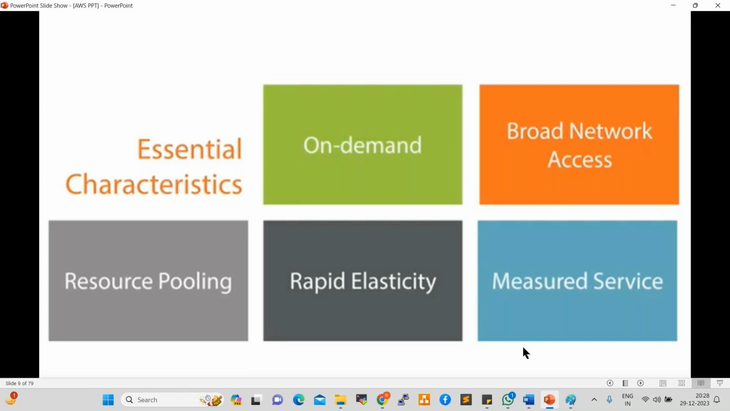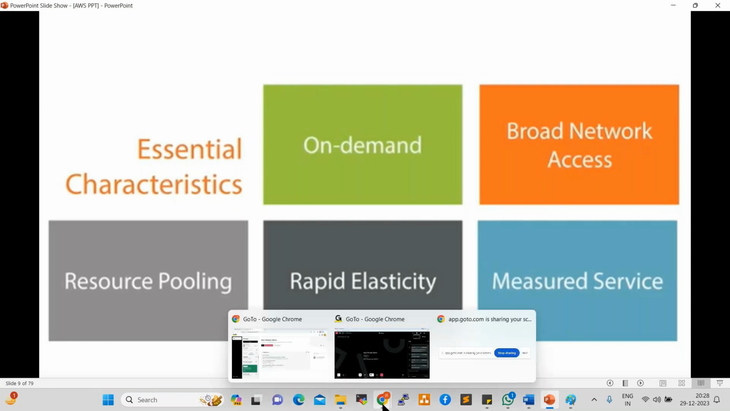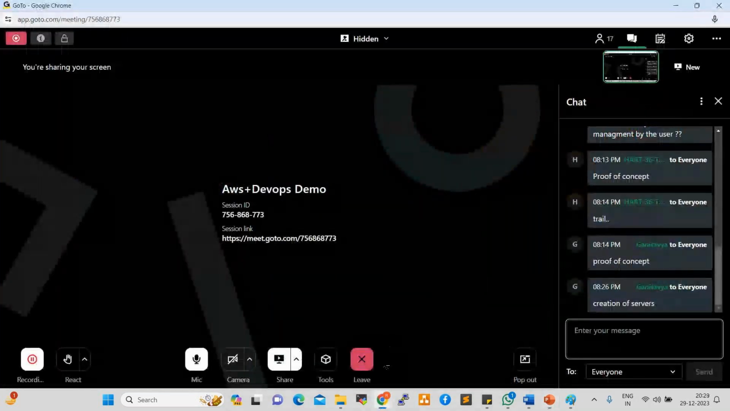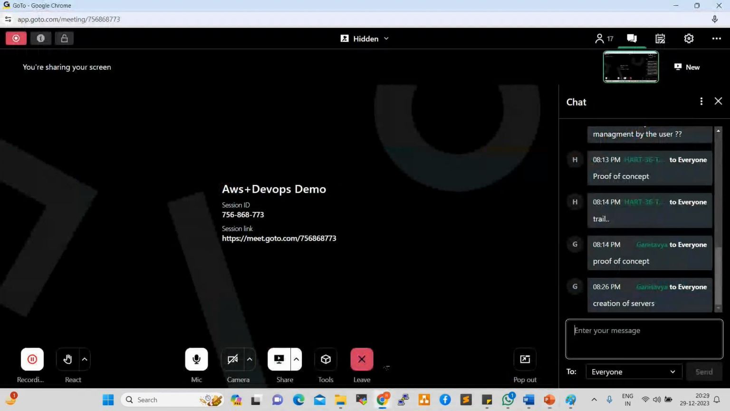Got it, everyone? Clear, right? Any questions on this slide, anyone? Fine.